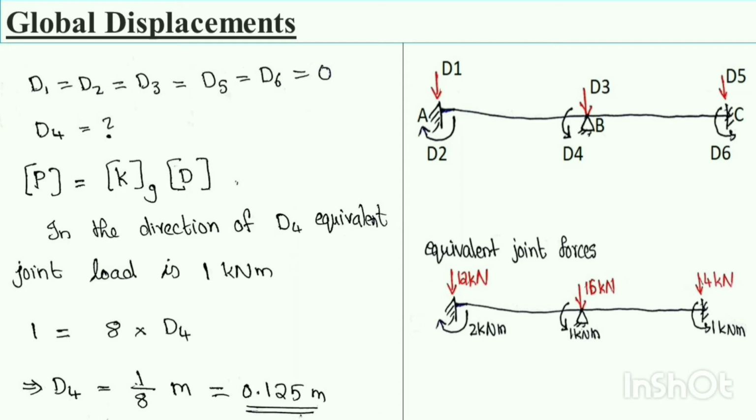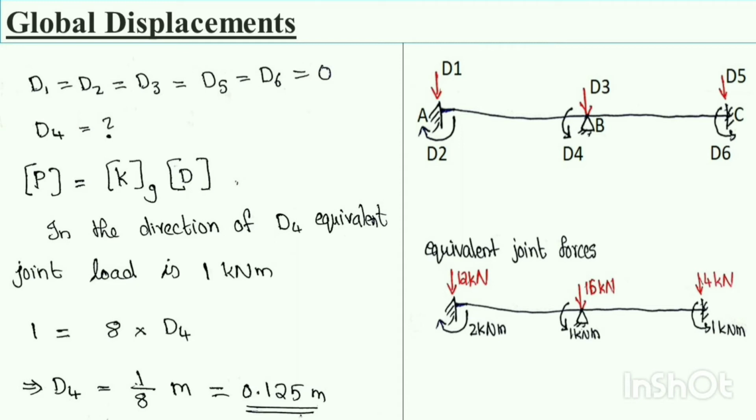In the direction of D4, the equivalent joint load is 1 kilonewton meter. That is, P equal to 1 kilonewton meter. Substituting the values in the equation, we get 1 equal to 8 into D4. Therefore, D4 is equal to 1 by 8 meter, or 0.125 meter. The unit for this displacement, whether meter, millimeter or centimeter, is decided by what units we have given for EI and L while finding the local stiffness matrix. So here I have taken meter, so D4 is 0.125 meter.